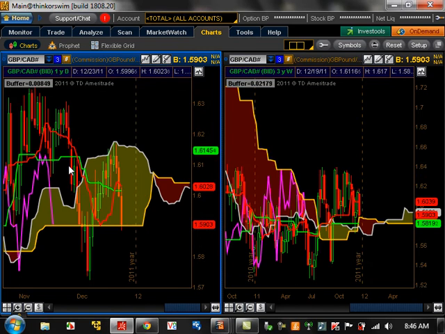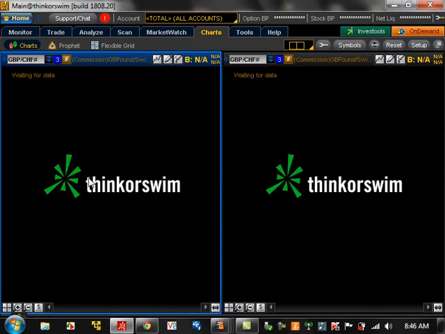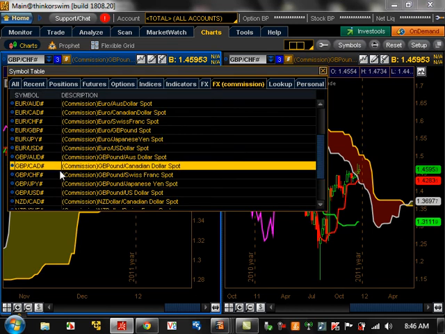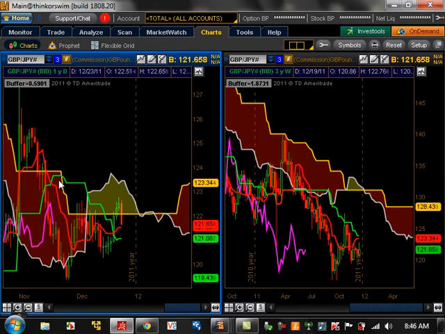Pound CAD, really nothing going on. We're in the cloud here and really consolidating here. So this is just consolidating and nothing really going on. Pound Switzy, really nothing going on there. Pound Yen, nothing really going on here.